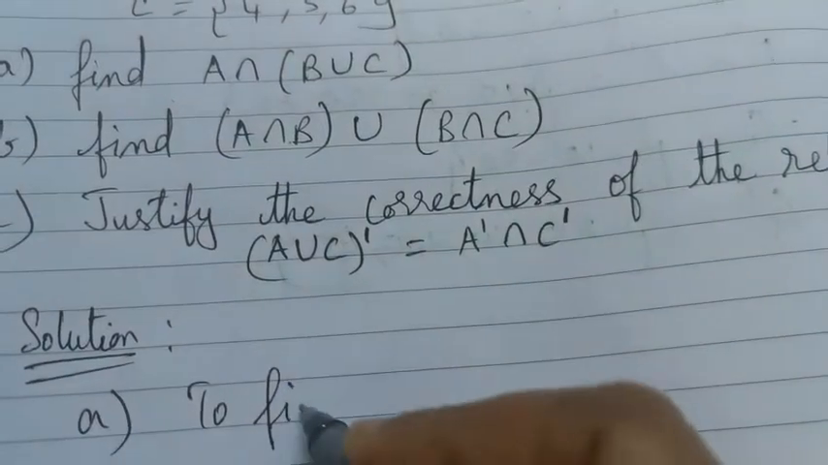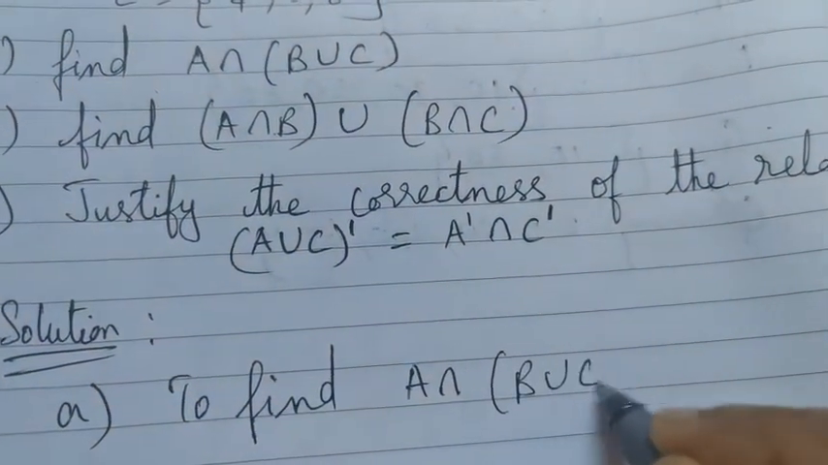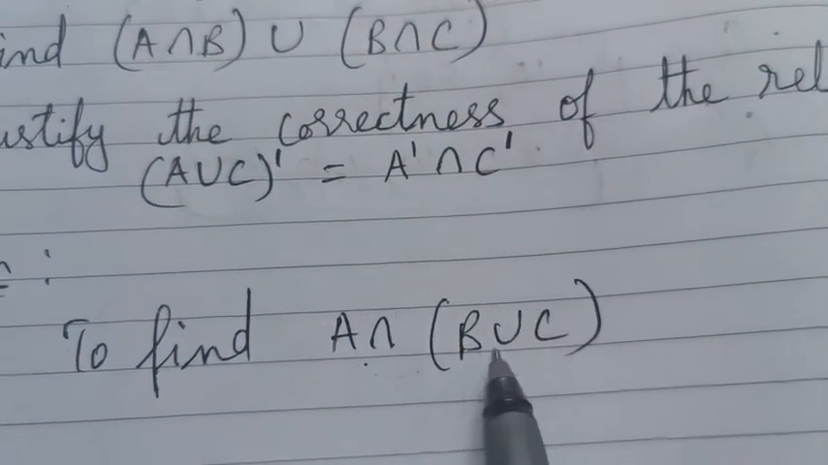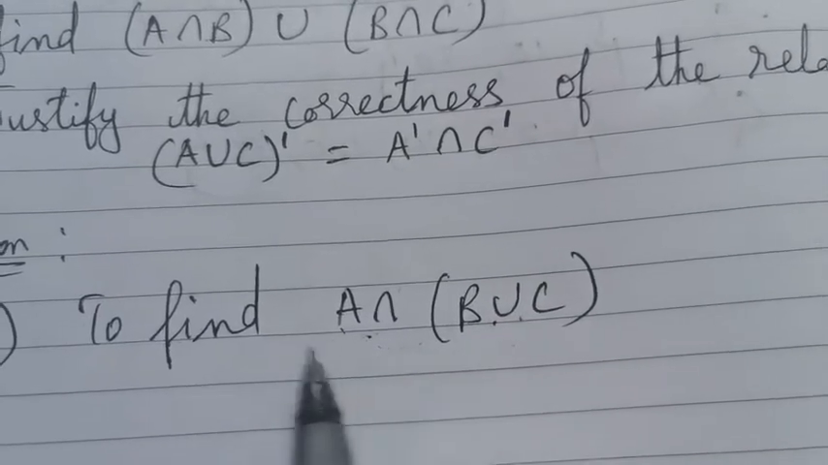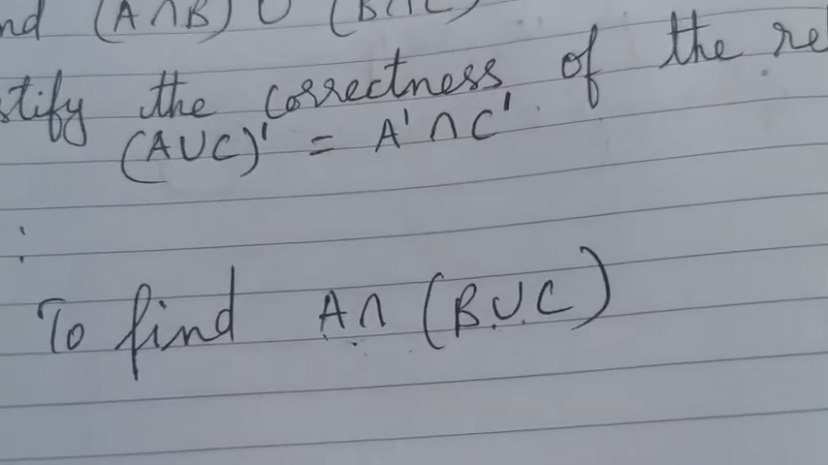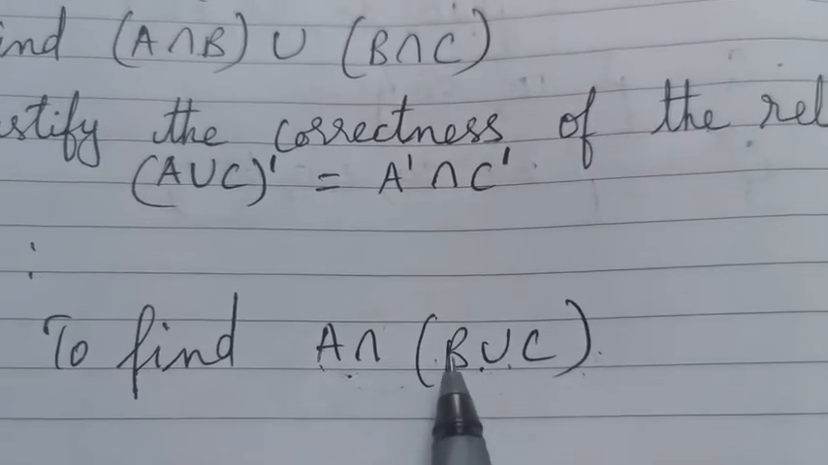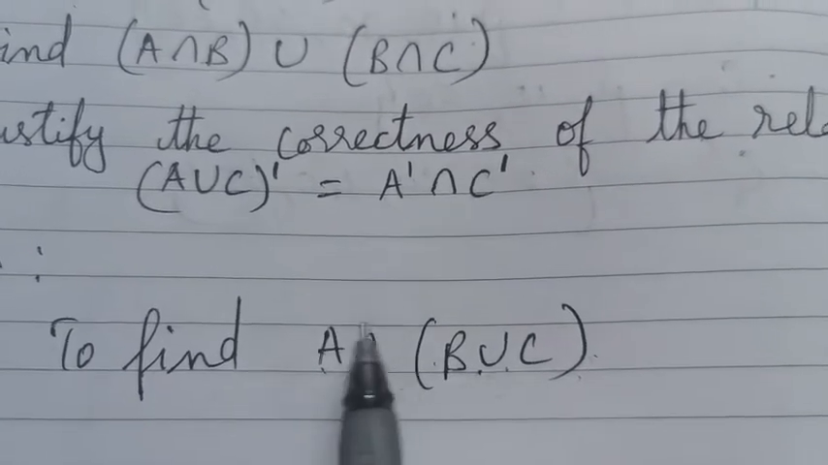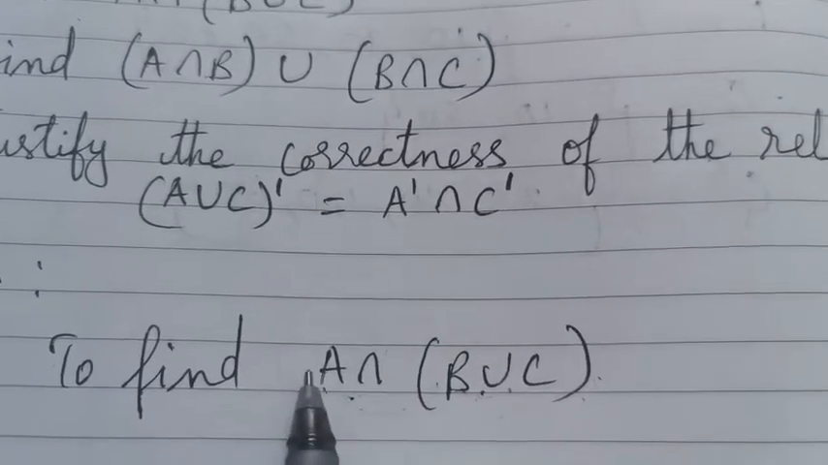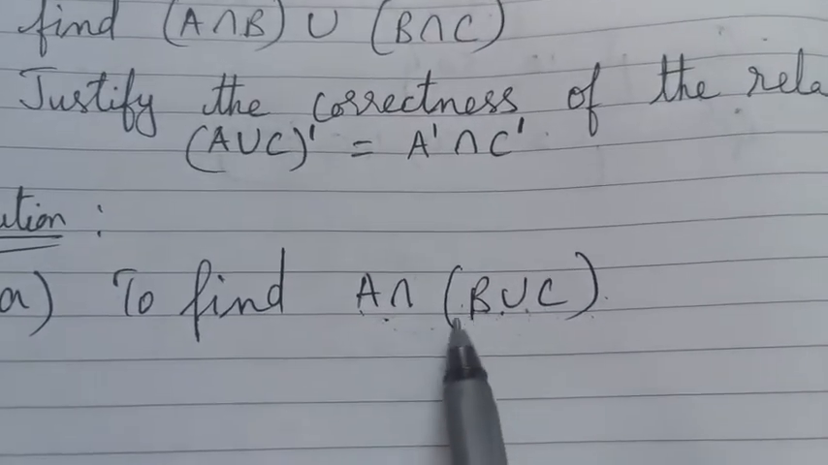To find A intersection (B union C). If you see here, there is an intersection and a union. Which one will we do first? So we've already learned in our BODMAS rules that we will always do the brackets first. So whatever is in the brackets will be done first, and then with the result of the bracket we will do the next operation. So first we have to find out B union C because it is in bracket.